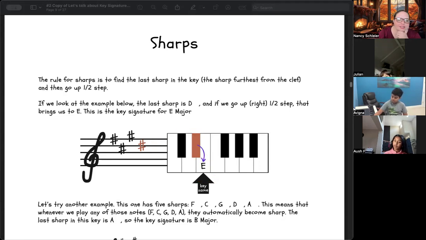This one, our last sharp is what? What is this sharp? Julian, what is it? D sharp. D sharp. Very good. And Arya, if we go up a half step from D sharp, what is it? Half a step up from D sharp. E. E major. Very good.